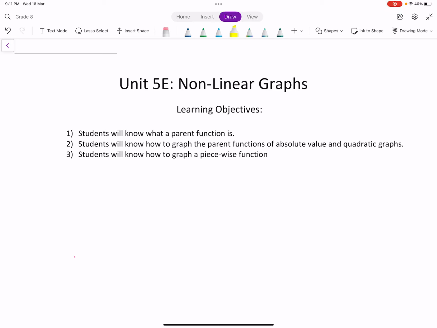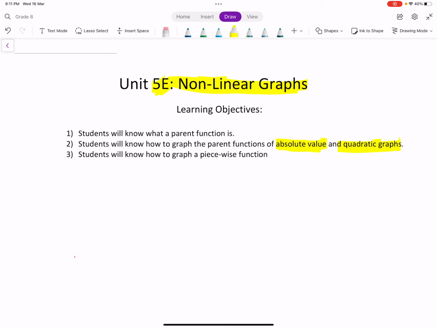All right, so we're now moving on to the next part of this unit, and that's going to be nonlinear graphs. So we're now going to focus on functions and graphs that are not just straight lines like we have been doing. All right, and we're going to focus on two in particular, and that's going to be absolute value and quadratic. All right, so we're now going to learn how to graph these.